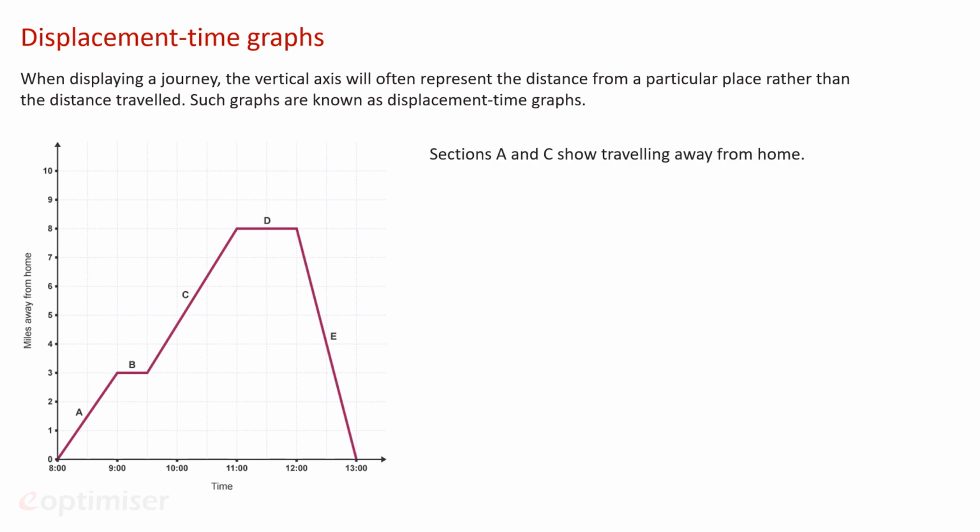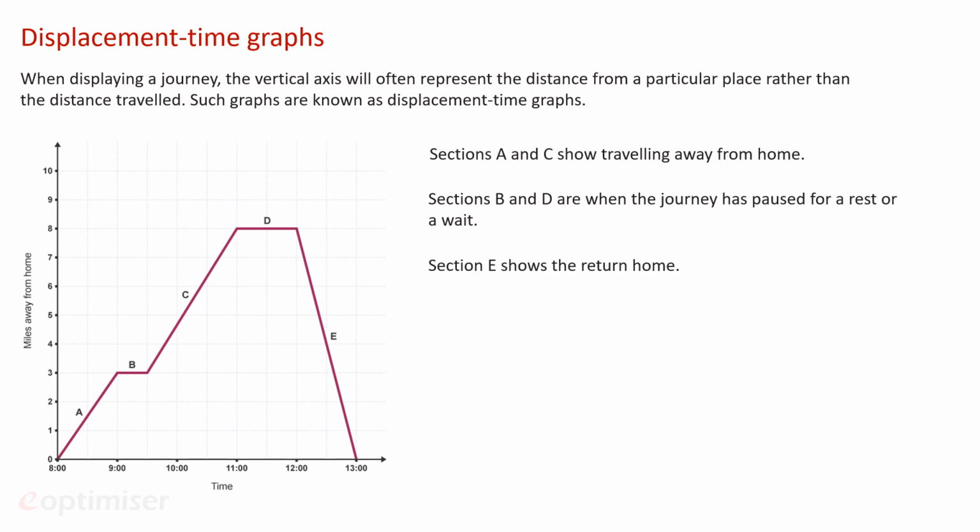In this graph, there are sections A, B, C, D and E. A and C show traveling away from home. B and D show you are having some rest. E represents you returning back home. So in A you are going away, then in B you are resting, then you are going away, then resting, then you are returning back home. At 1 o'clock you reach home. That's what the graph is showing.